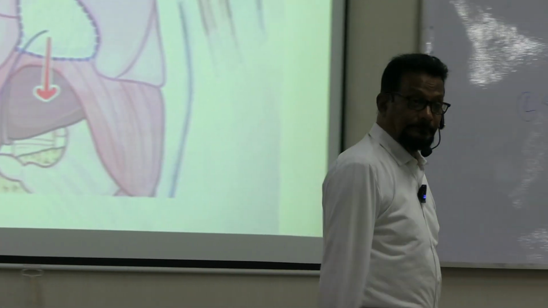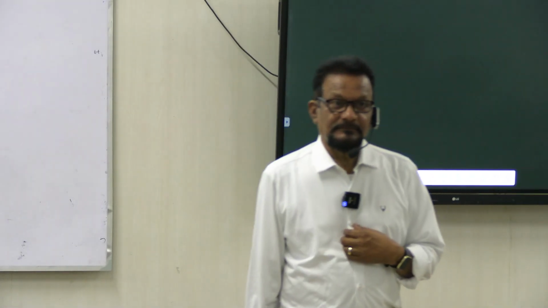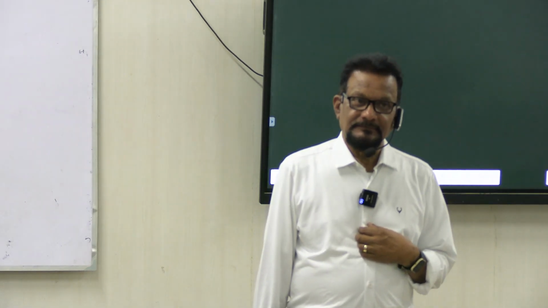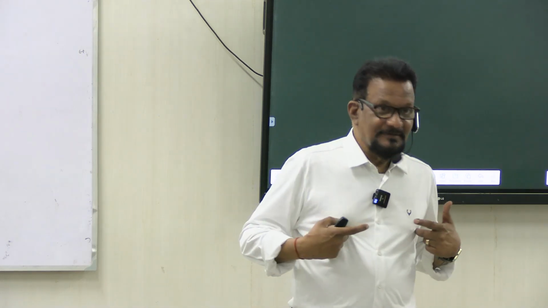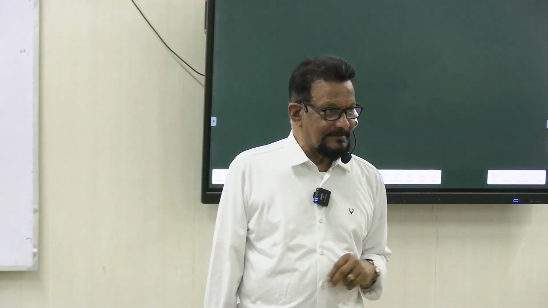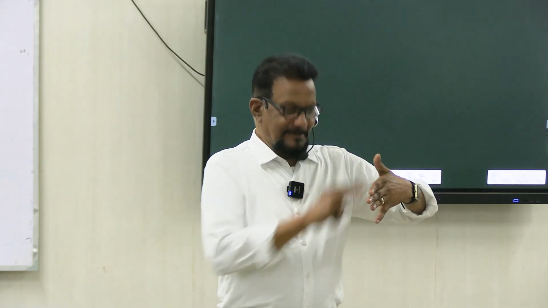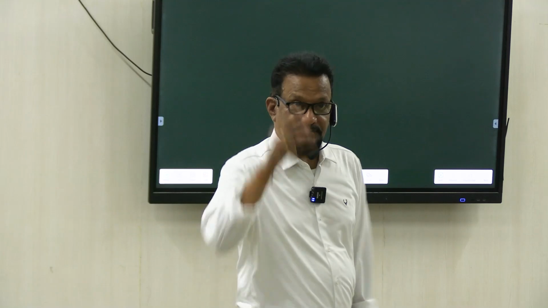Very good. Sternum is there. And these ribs are there. Ribs. And in between the ribs, what are there? Intercostal muscles. There are two types of intercostal muscles. External intercostal muscles and internal intercostal muscles. These are necessary for inspiration and expiration. So these are called respiratory muscles.